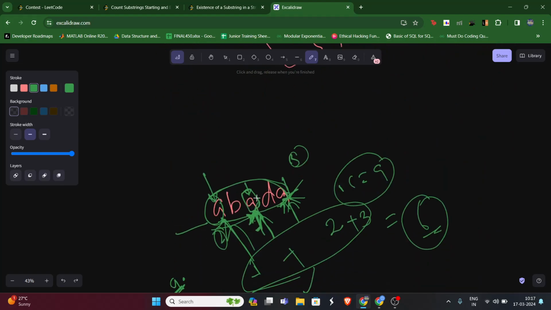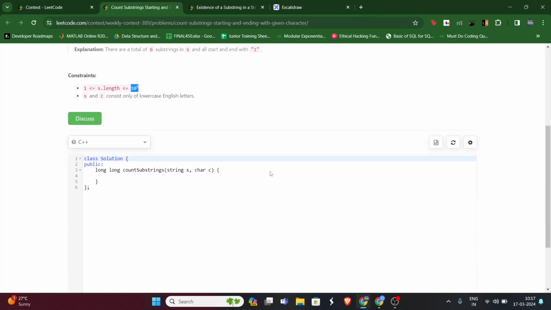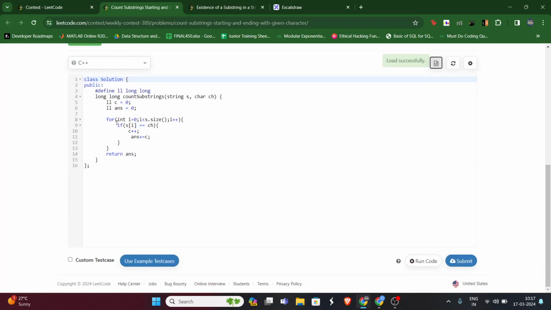So the question is very straightforward. We can always keep track of the number of C's that have already appeared, the count of C, and we can directly add that to our answer. Let's see the solution. We can have a variable for the current count, I have named the character as ch, and we can have our final answer.